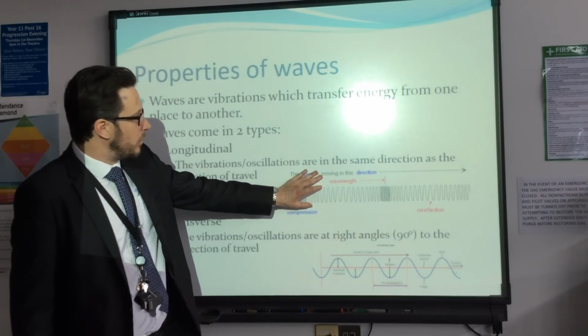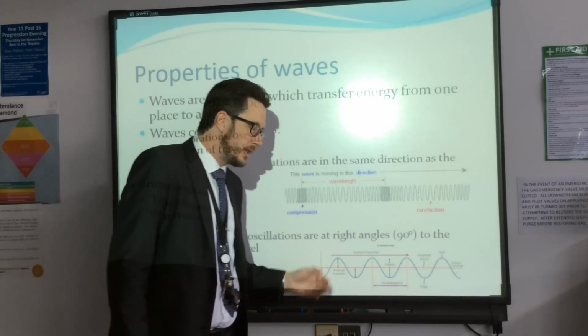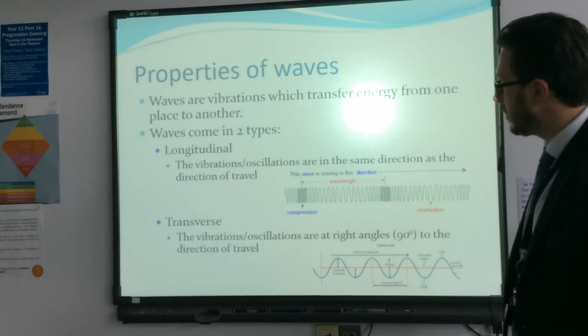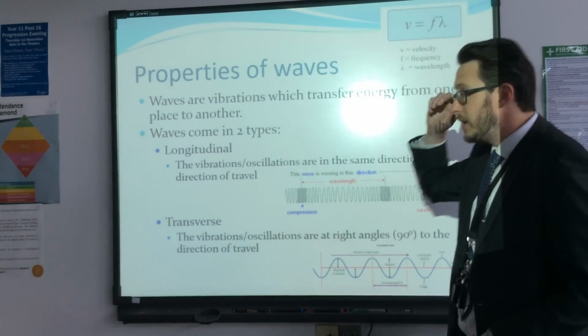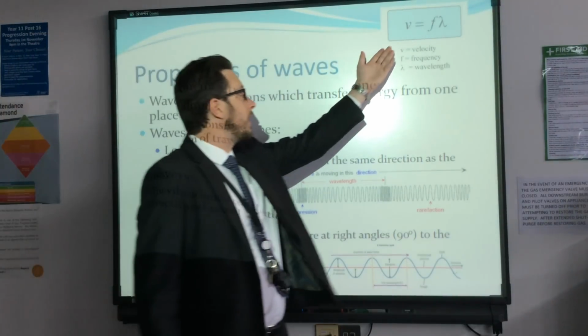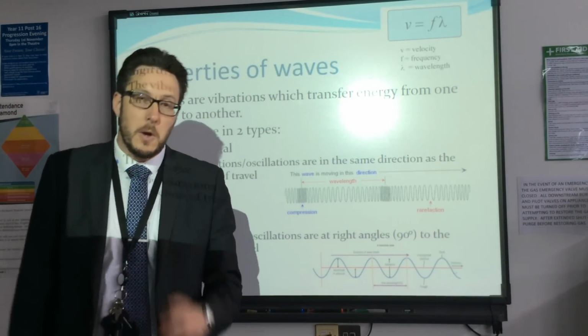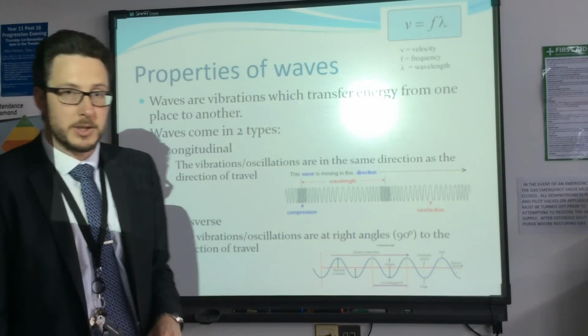The only longitudinal wave that they really bring up is sound waves, and the majority of the other ones you talk about are transverse. Light and all of the waves in the electromagnetic spectrum are transverse. Another equation you need to know, the wave equation: the velocity of a wave is equal to the frequency times the wavelength. So that's another equation to remember, and one that you're not given on the equation sheet.